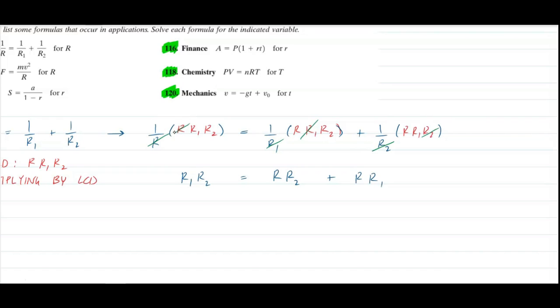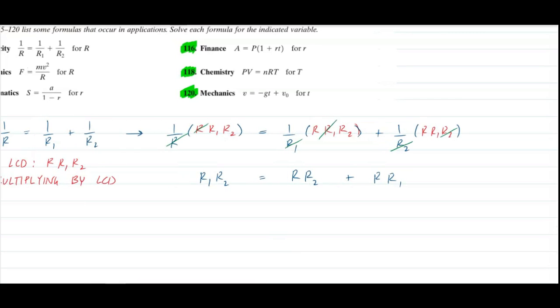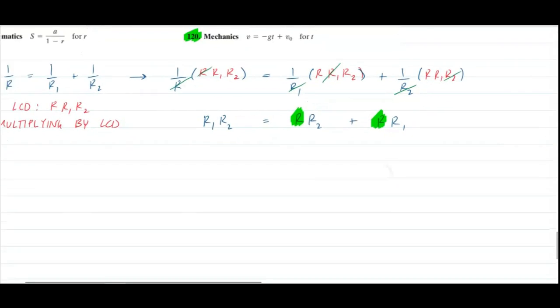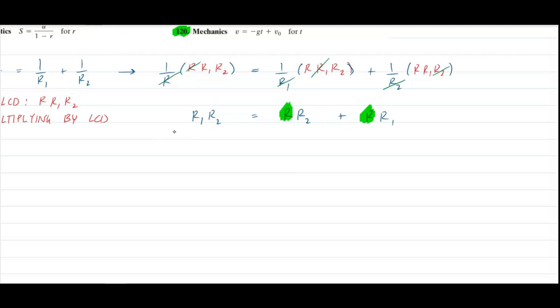Now, the question is, what are you trying to solve for? What you're really trying to solve for here is R. So what are you going to do to actually solve for R? On the right side, notice that you can find the R over here as well as over here. So the technique that we use is called factorization. In factorization, you factorize out that R, and I'll be left over with R2 plus R1, like this. And on the left side, I'll have R1 times R2.